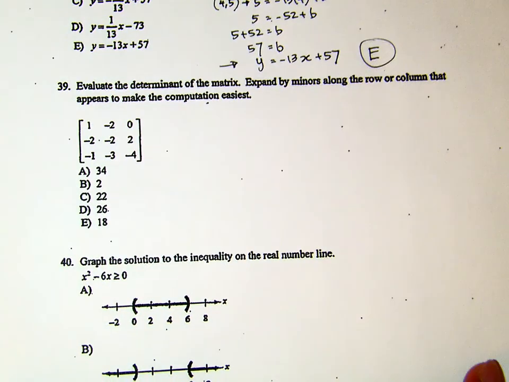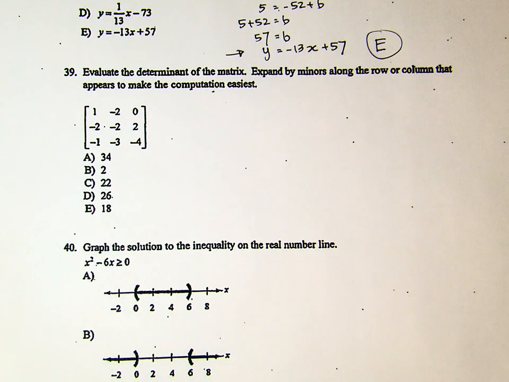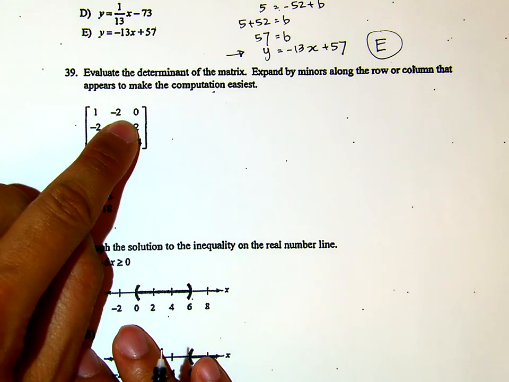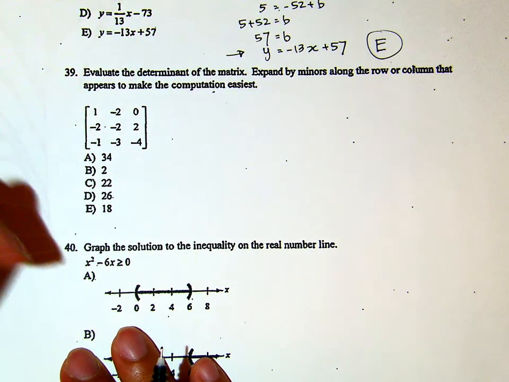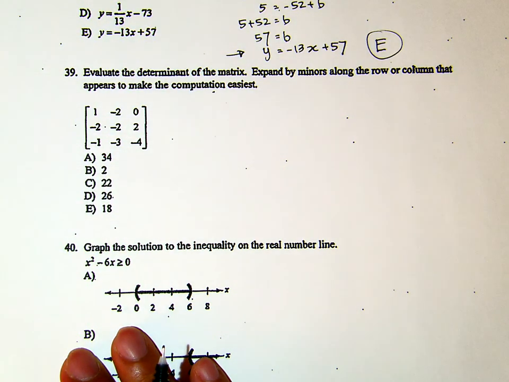Number 39. Evaluate the determinant of the matrix. Expand by minors along the row or column that appears to make the computation easiest. Which one will be easiest? It depends on whether you can utilize the 0 there. If I want to utilize the 0 there, either I expand through the first row or the third column. Here I will compute through the first row.